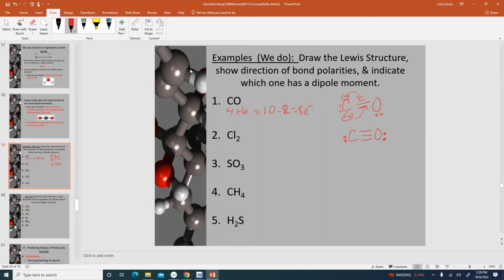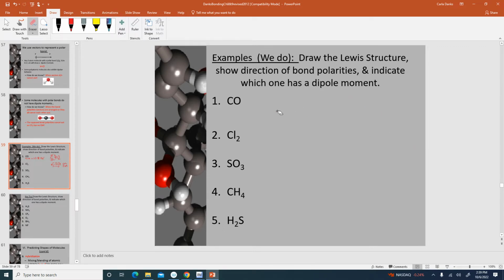So let's take a look then at how you would draw the vector there. You would draw the vector towards your more electronegative element. There's only one vector, so you would say that does have a dipole moment. And that's because the vector doesn't have another vector to cancel with it.